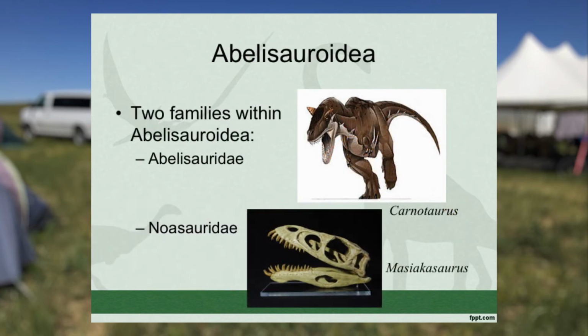All right, Abelosauridae, two families within this. The other would be the Noasauridae. So if we look at Abelosauridae, the representative would be Carnotaurus, also with these big protuberances coming out over the eyes. And then this is a hard one, Masiakasaurus was this Noasauridae.